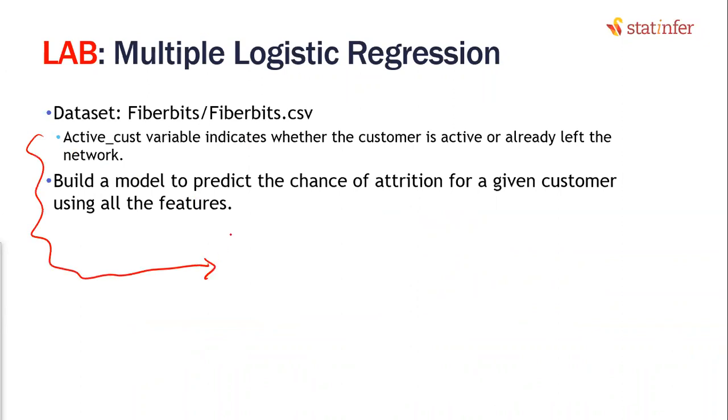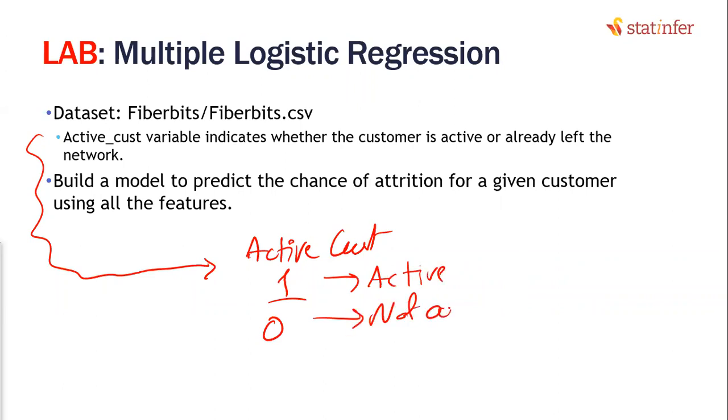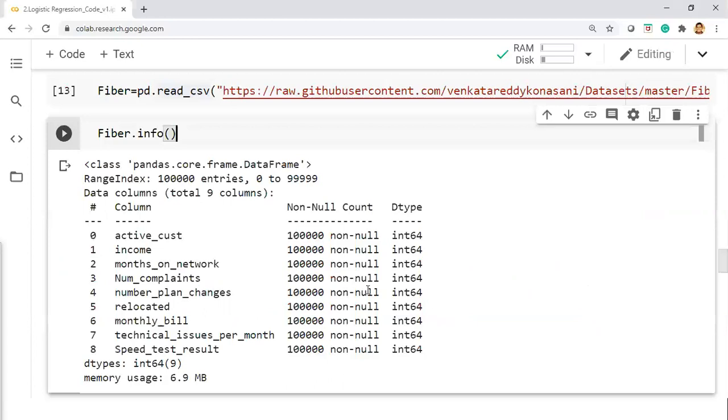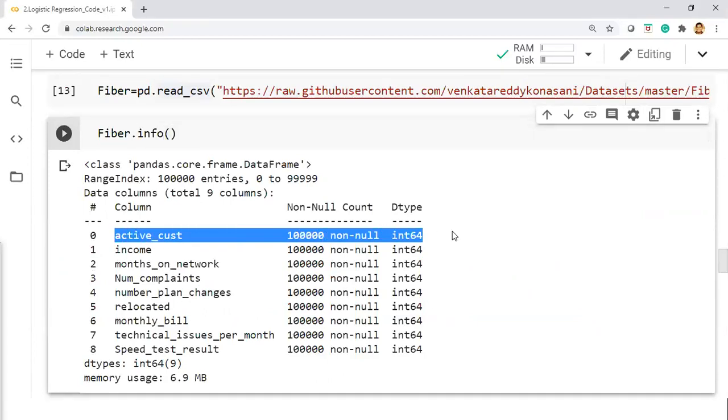But let us see what is the issue here. Here we have the target variable active_cust, which takes two values, 1 and 0. 1 means the customer is active, 0 means he is not active. Not active means he left the network already. Okay, he attrited. Active means he is still using the network. We need to predict that. Let us see what are the parameters that are used for prediction. All of you go back to the code and let us see the parameters. The target variable is active_cust, and what are we using?